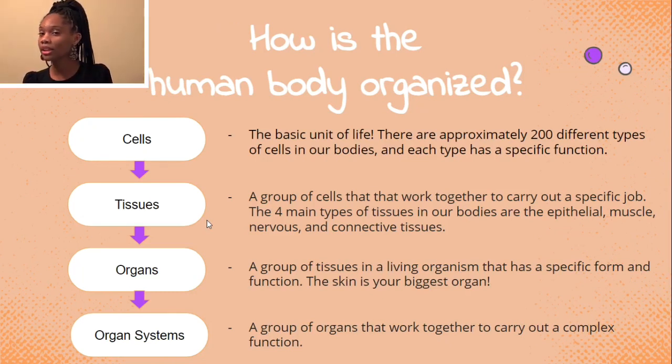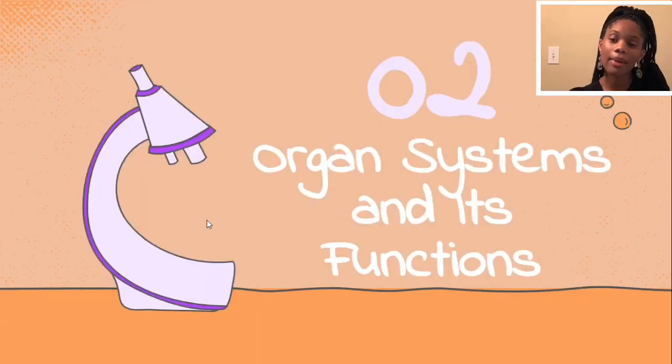Let's make sure we understand how the body is organized. First, we have cells, and then a group of cells together make tissues. A group of tissues together create organs, and organs together create the organ system. All right, and so that is how our human bodies are organized. So let's talk about the organ systems and its functions.